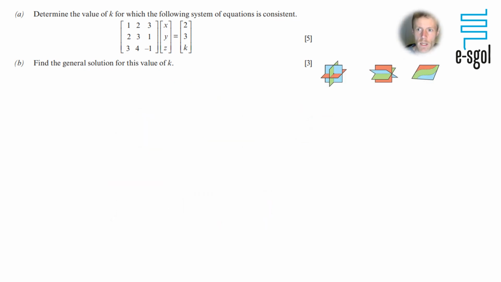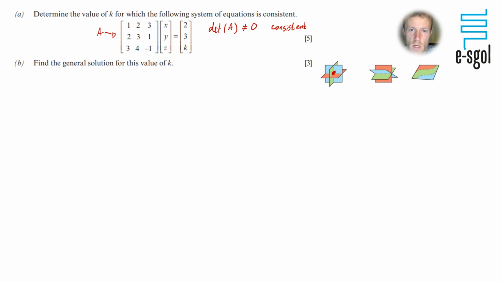Okay, so let's go ahead and actually solve this question. You might like to pause the video and just have a go at it yourself. Determine the value of k for which the following system of equations is consistent. Now, if I took this matrix and found its determinant, and that did not equal 0, so if it was non-singular, that would be consistent. And the situation you would have is this one here, where you would have one single solution. The planes would meet at a point.